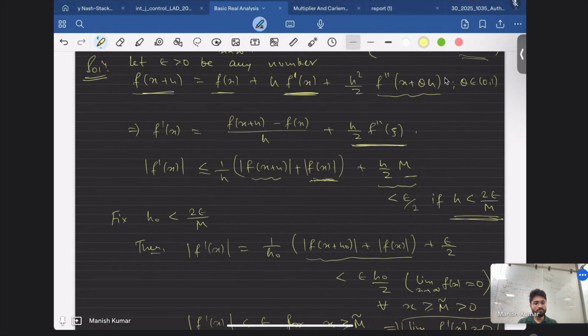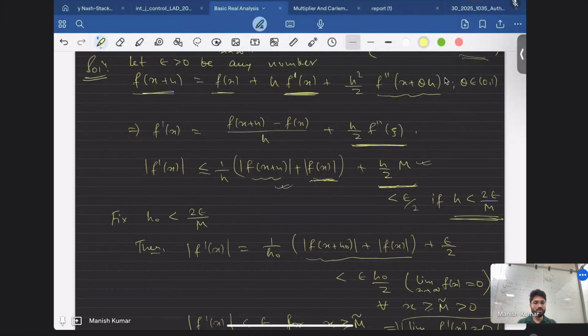Yes, sir. Okay, so then that will make this term very small as per our need. How much small I want, I can make it depending on epsilon. So if I choose epsilon, then I want to make it less than epsilon by 2 because I have some extra term as well. So here I am using the strength of h, and here I am using the fact that f(x) is going to 0 as x goes to infinity.